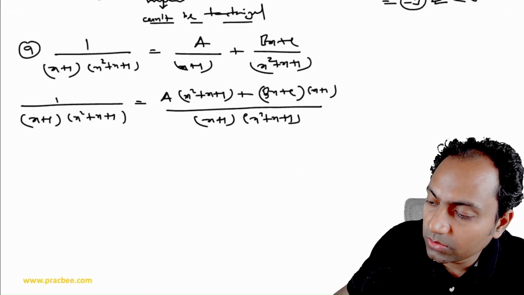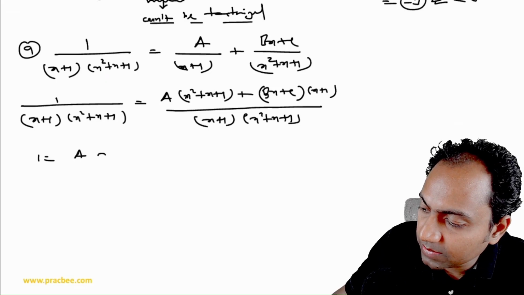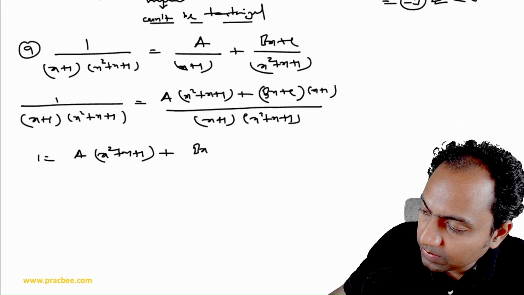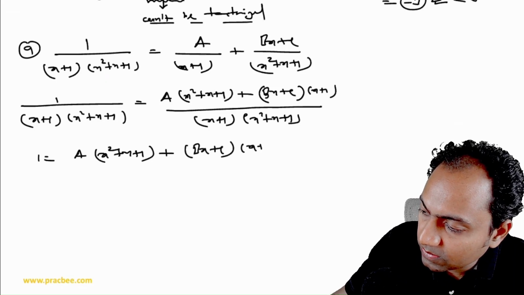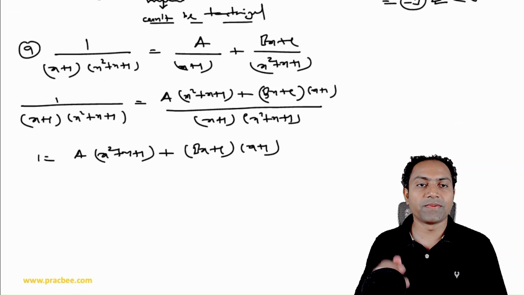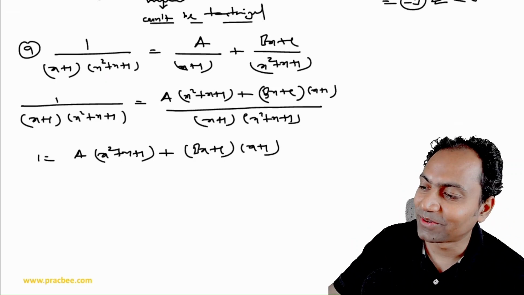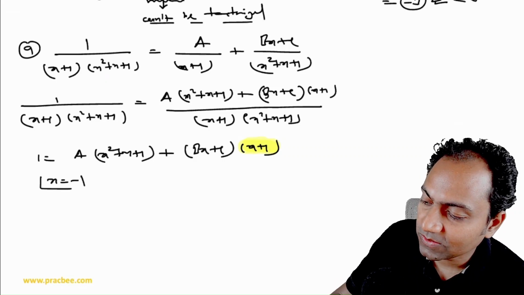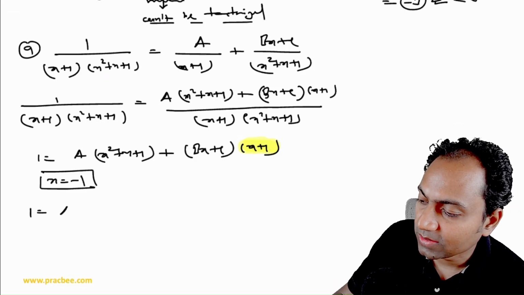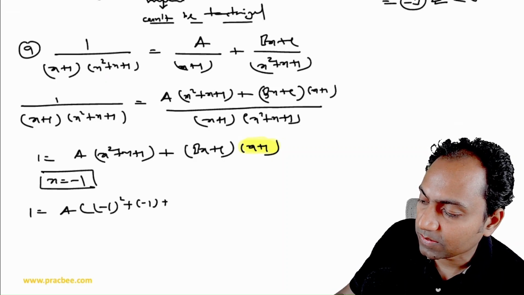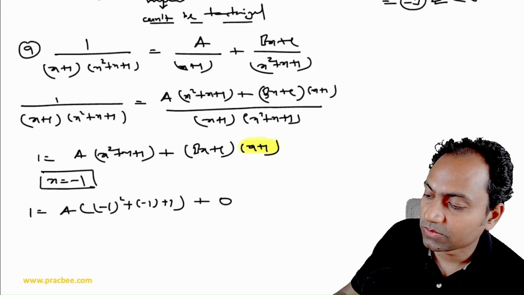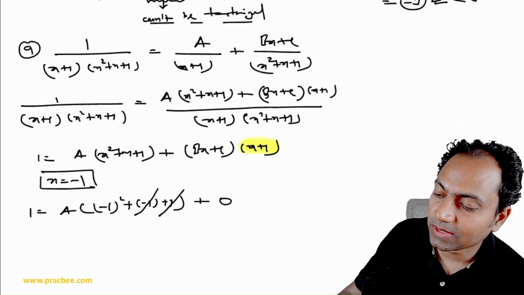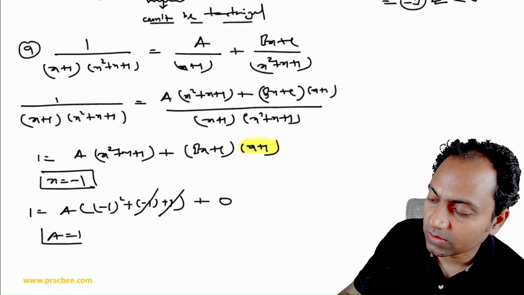If I compare the numerators, 1 is equal to a times x square plus x plus 1 plus bx plus c into x plus 1. Now a very simple way to find the value of a would be to put x plus 1 as 0. For that we'll put the value of x as minus 1. So this becomes 1, this is minus 1 whole square plus minus 1 plus 1, and the other part becomes 0. So you can see that this part will get cancelled out. So the value of a comes out to be 1.